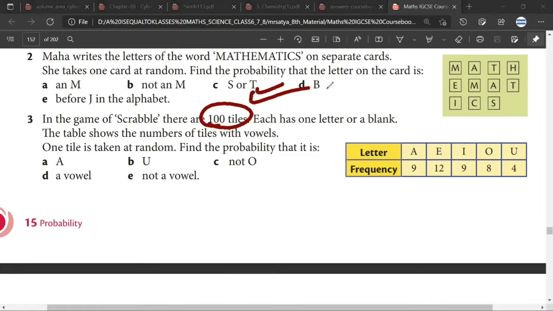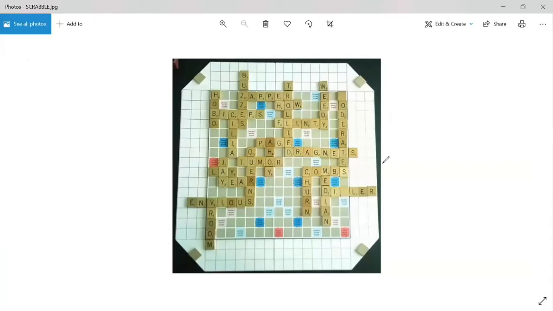Have you understood? Yes, sir. There are 100 tiles. Those alphabets, those 100 pieces are available. Is it making sense? Yes, sir. Now each tile, each such piece. Can you see this piece? Yes, sir. Mr. Satya. Yes, sir. Okay.